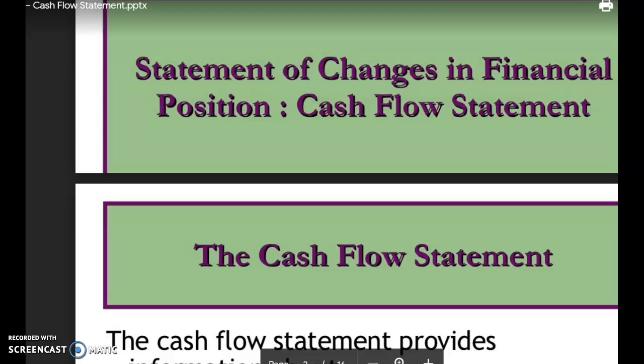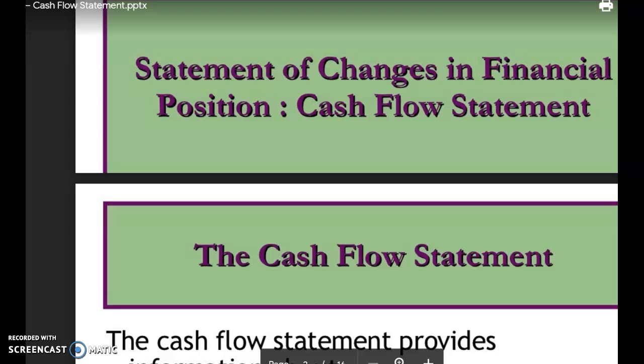Dear students, you know that the term cash has a number of meanings depending upon where we are applying this word. With reference to this lesson of cash flow statement, the meaning of the word cash is cash and cash equivalents. Second word is flow. Flow means change and statement means a statement or a report. Now let's understand the meaning of the term cash flow statement.